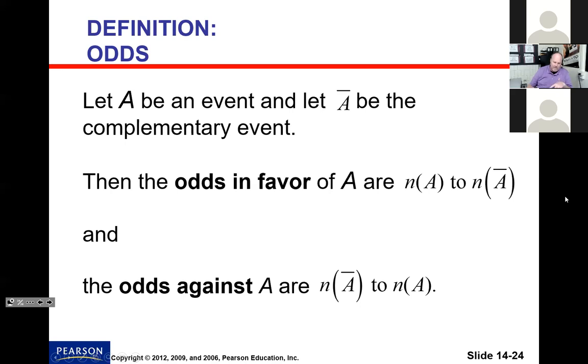Okay. And I'm going to put another example back up on the smart board that'll explain this really, really well. Because like I said, people always screw this up. So odds in favor are one way. And then all you do for odds against is flip it around the other way. That's all we have to do in this case.